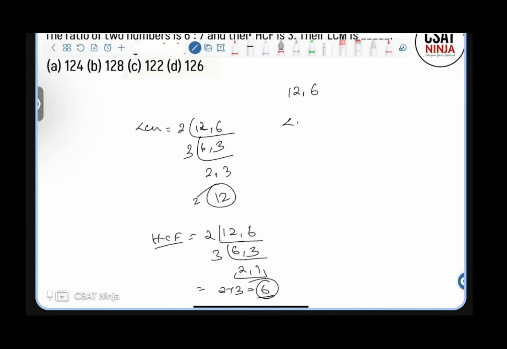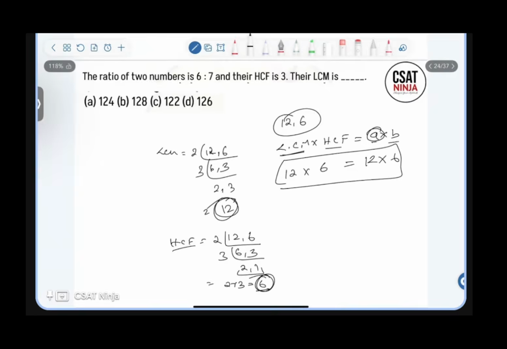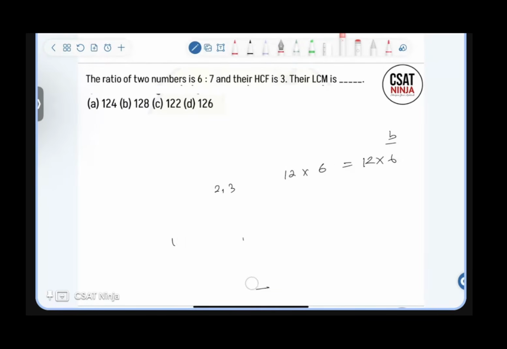Our formula says LCM into HCF is nothing but the product of the two numbers. So LCM here is 12, and HCF here is 6. And the numbers were 12 and 6 only, which gives us the same value. So that's the concept here. But remember, this one is with a variable. Let's try this question here.